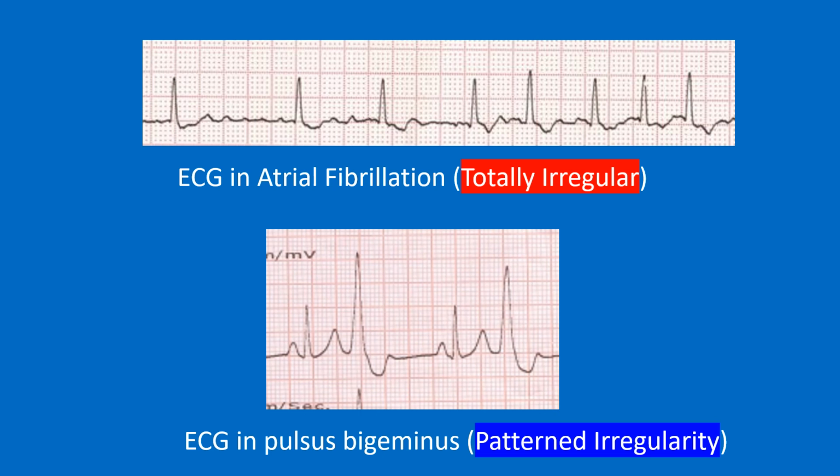Mild variation with respiration is called respiratory sinus arrhythmia with higher rate in inspiration. Respiratory sinus arrhythmia may be exaggerated in children. If the rhythm is totally irregular, it is likely to be atrial fibrillation. Patterned irregularity like pulsus bigeminus can occur due to ectopic beats or second-degree atrioventricular block.